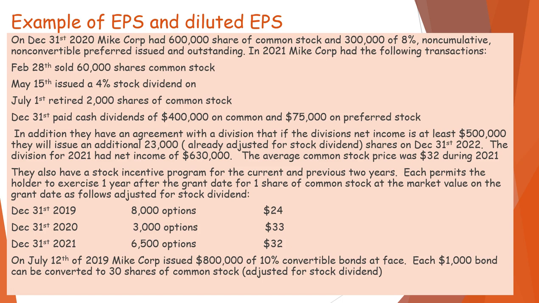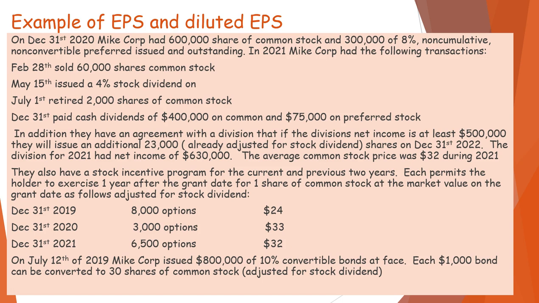Now let's look at a second example. In this example, we've got all kinds of things going on. First, we had 600 shares of common stock and 300,000 of 8% non-cumulative, non-convertible preferred issued and outstanding. In 2021, my corporation had the following transactions. They sold 60,000 shares. They issued a 4% stock dividend. Then they retired 2,000 shares, and then they paid cash dividends of $400,000 and $75,000 on the preferred stock.